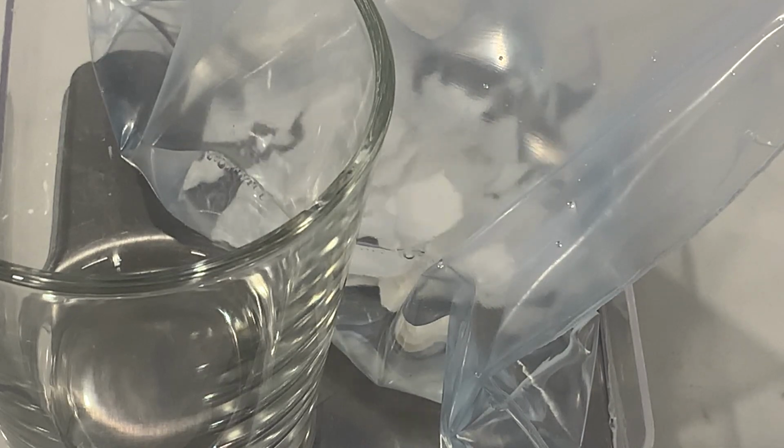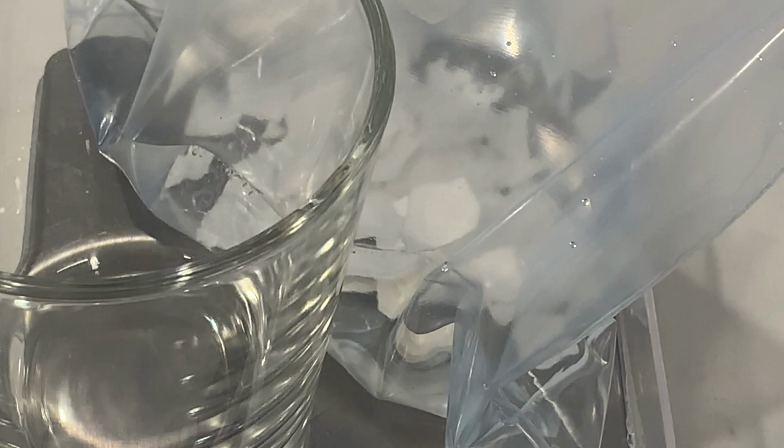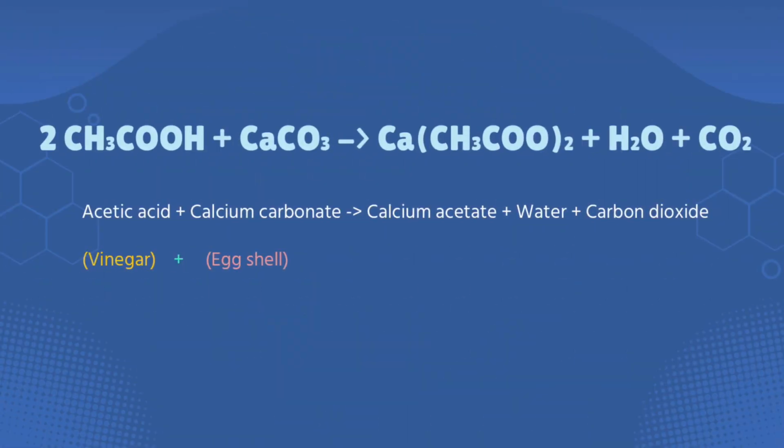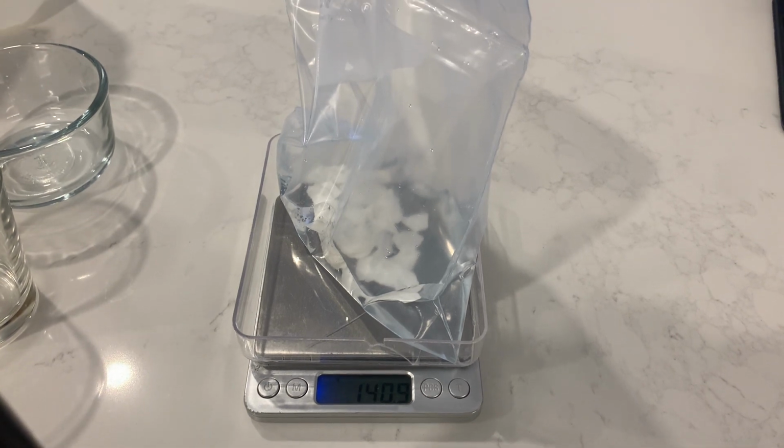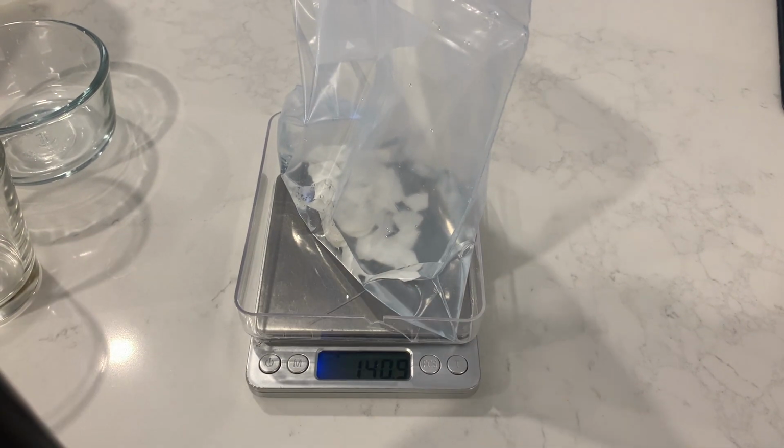We can see that a chemical reaction is happening as bubbles of gases are formed in the mixture. The product of this chemical reaction will be calcium acetate, water, and carbon dioxide. Even though the atoms from the reactants are rearranged, forming new substances, we can see that the total mass of the product is also 140.9 grams, same as the reactants, proving the law of conservation of mass.